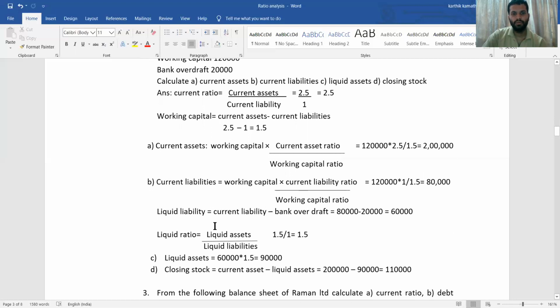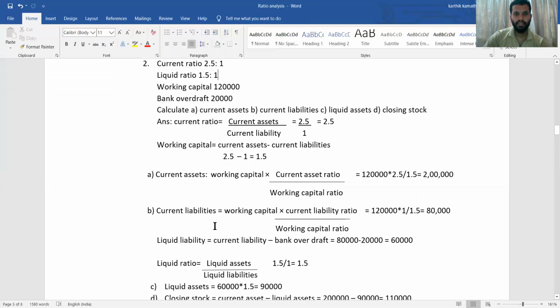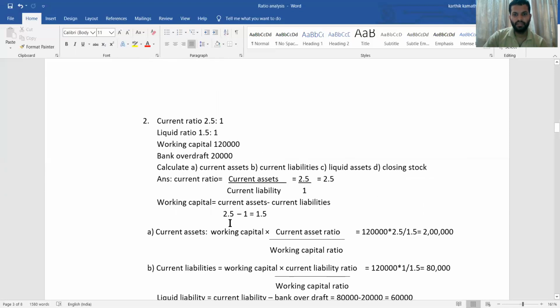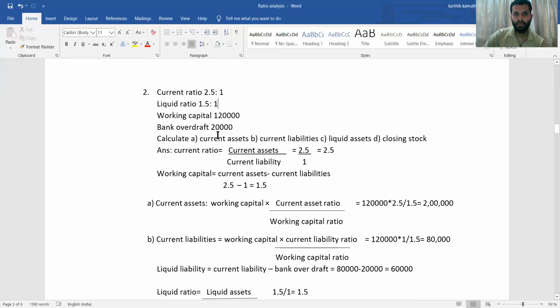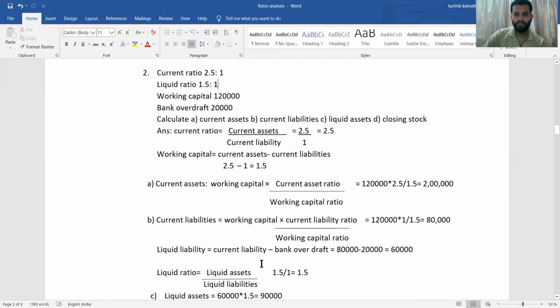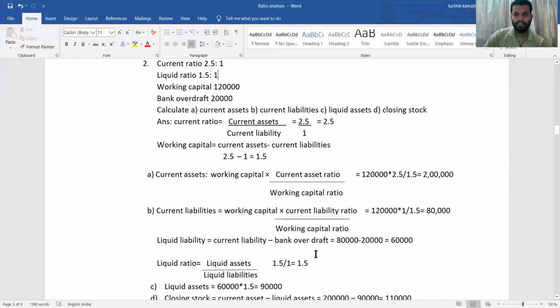Next is about liquid asset. So first of all, we need to know about liquid liability, that is current liability minus bank overdraft. So here current liability, just now we have calculated, that is 80,000. So 80,000 minus bank overdraft given in the problem, that is 20,000. So total will be 60,000 liquid liability.